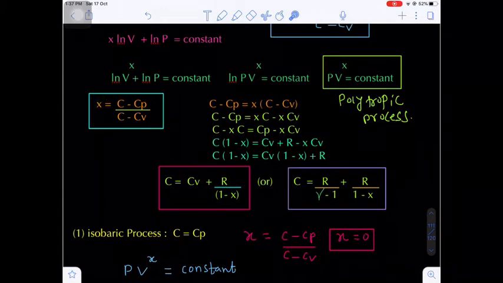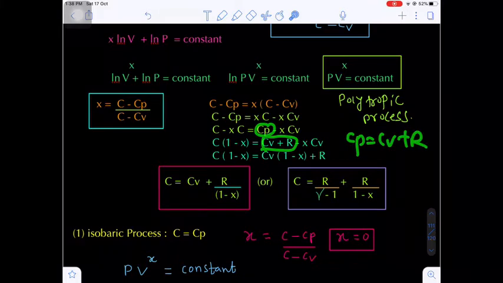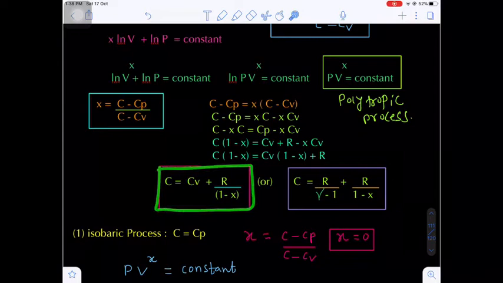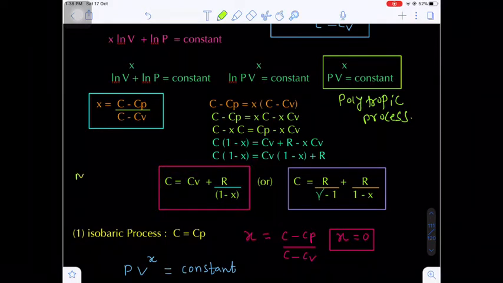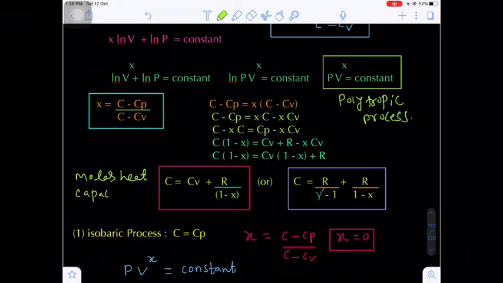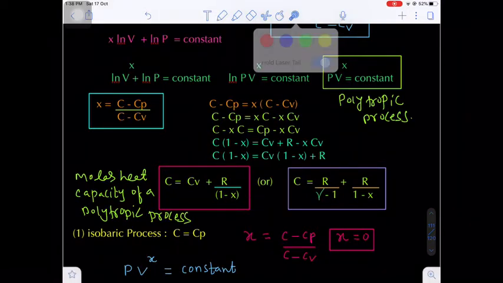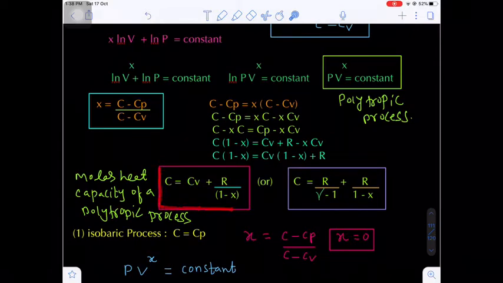Okay, if you cross multiply and simplify this, and write the cp value as cv plus r, we know cp equals what? Cv plus r. So finally you will get the expression for the molar heat capacity. This is c, nothing but what? Molar heat capacity of which process? Polytropic process. Remember, the derivation is not very important, but the final result is very important.